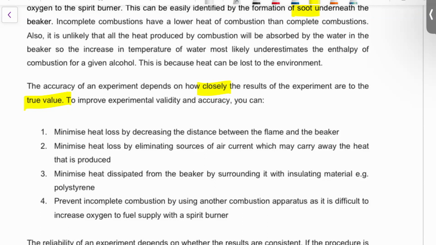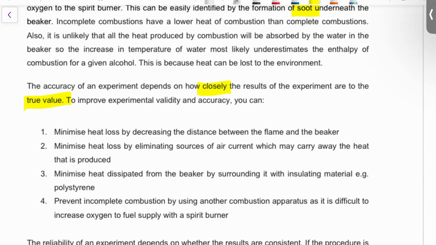The reason enthalpy calculation experiments tend to be inaccurate is because you're not usually able to measure all of the heat. Because when you're calculating enthalpy, it has to do with Q on n, which is heat per mole.